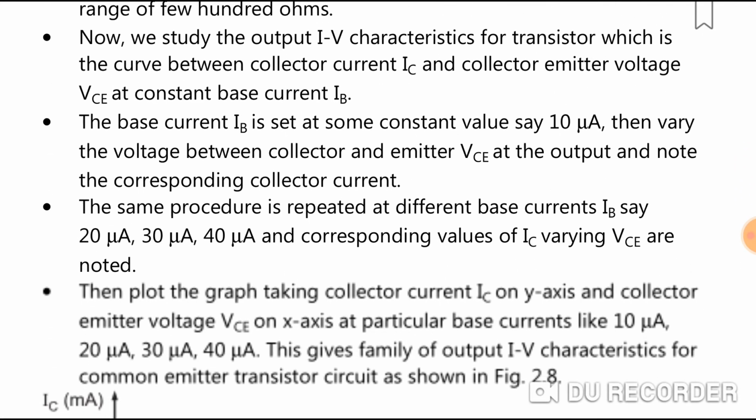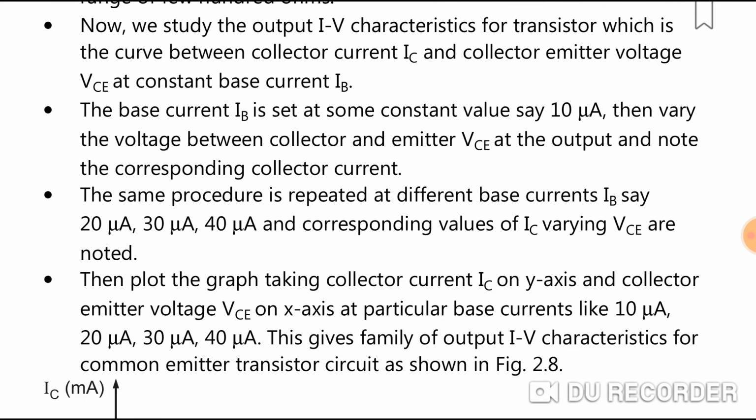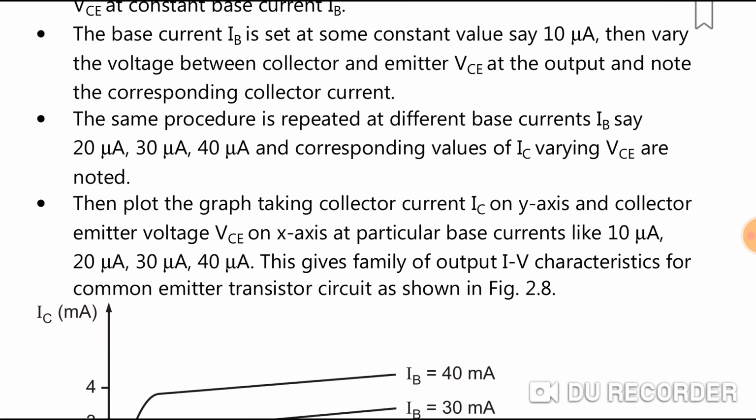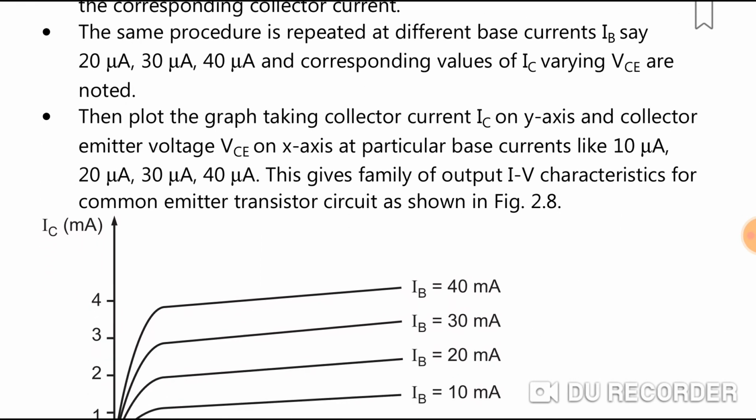We study the output IV characteristic for the transistor, which is the curve between collector current IC and the collector emitter voltage VC at constant base current IB. The base current IB is set at some constant value, say 10 microampere. Then vary the voltage between collector and emitter VC at the output and note the corresponding collector current. The same procedure is repeated at different base currents IB, say 20 microampere, 30 microampere, 40 microampere, and corresponding values of IC varying VC are noted.